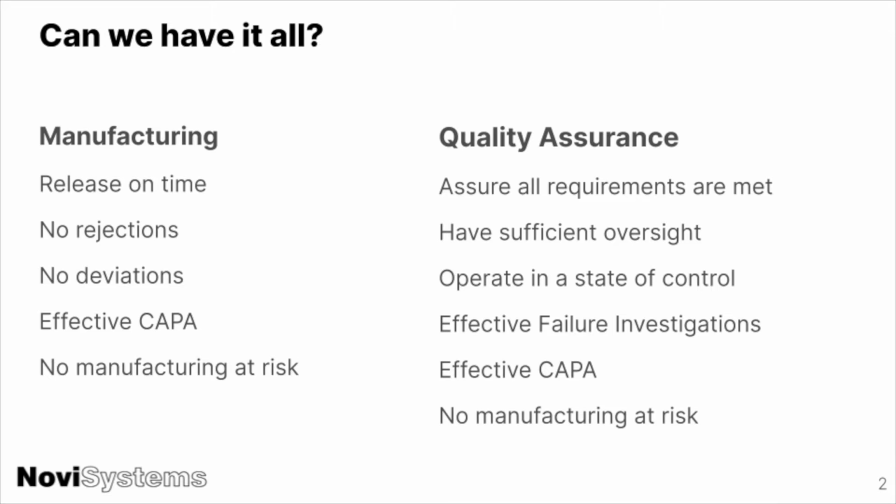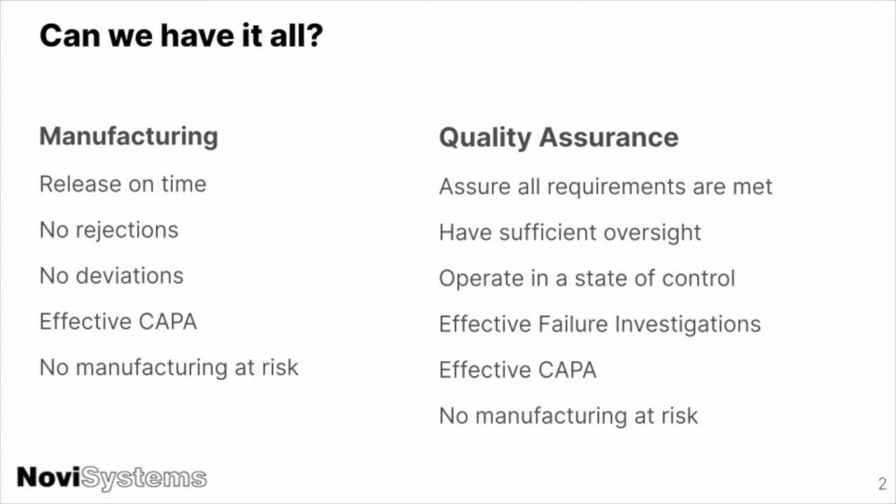past? And I think that's a very important point, because that's what allows us to do the practice of management review. That is, can we go in and look at past production and current production and draw the right warranted conclusions about operating in a state of control? Can we have effective failure investigations? And that's linked to an effective CAPA. And can we make sure that we don't manufacture at risk?